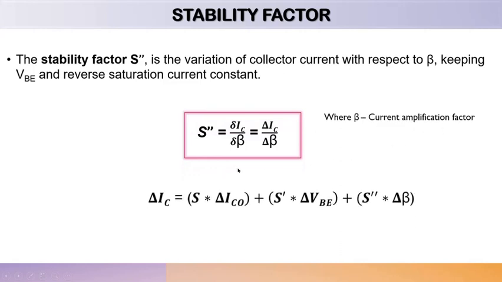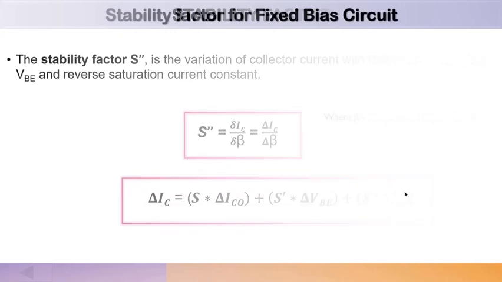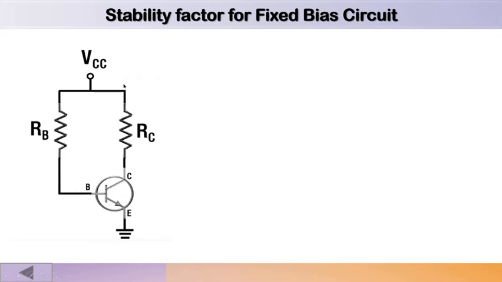So overall IC we can represent like this. Delta IC will be equal to stability factor S into delta ICO plus stability factor S dash into delta VBE plus stability factor S double dash into delta beta. So this is all about stability factor. Okay, so this is a fixed bias circuit. Here base resistance and collector resistance is connected to VCC.